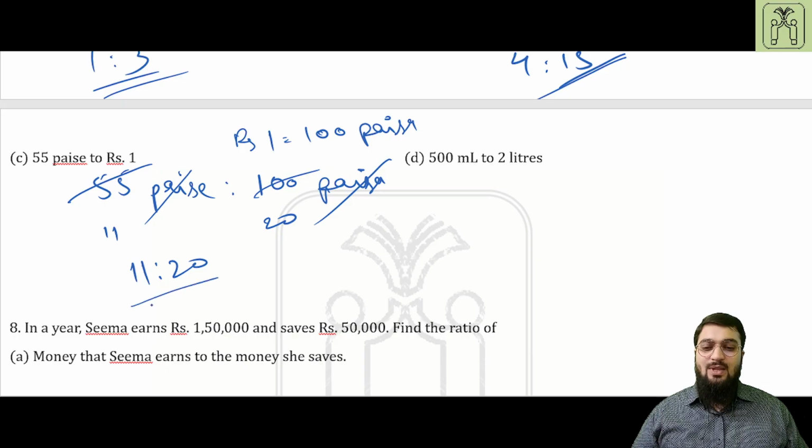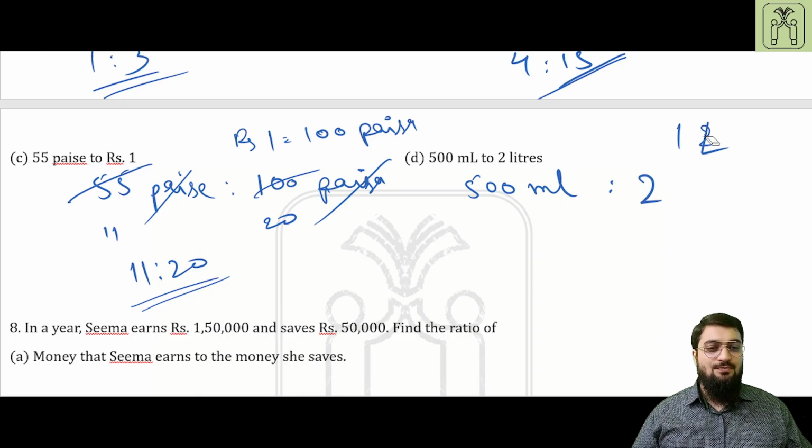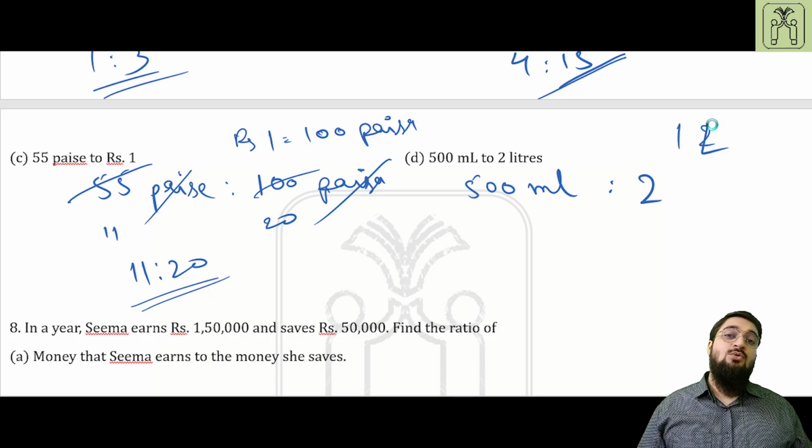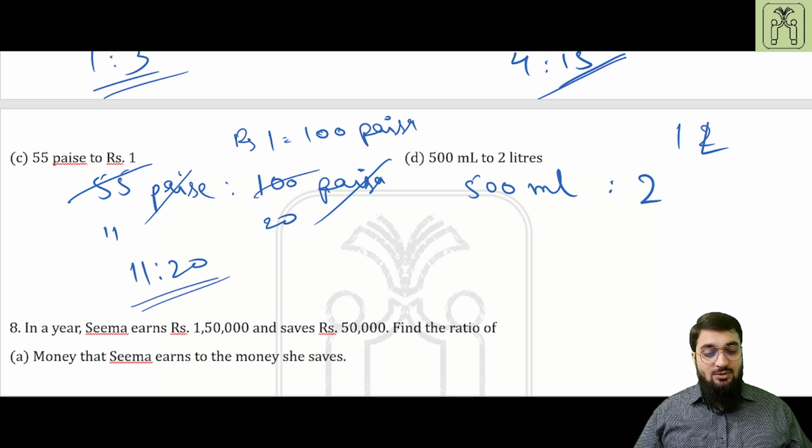Part D, 500 ml to 2 liters, that is 1 liter is equal to 1000 ml, and that will make it 2000 ml. So therefore the answer will be 1 is to 4.